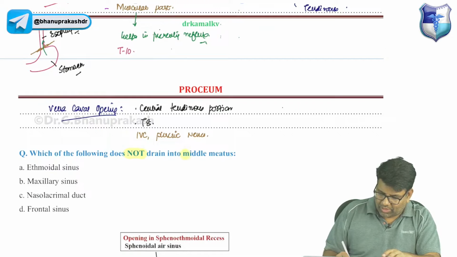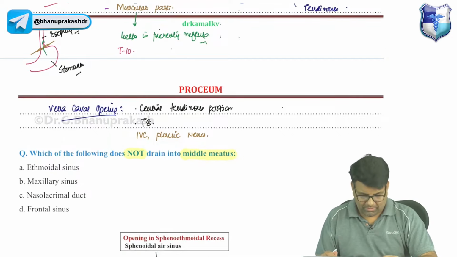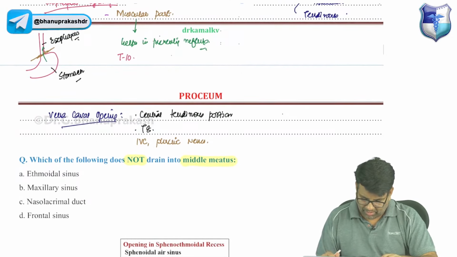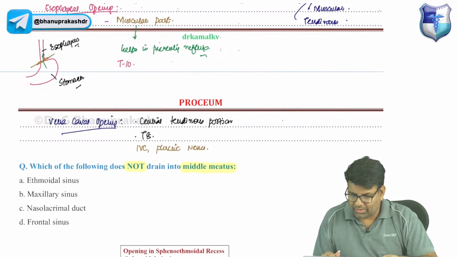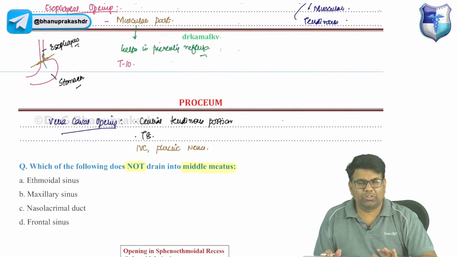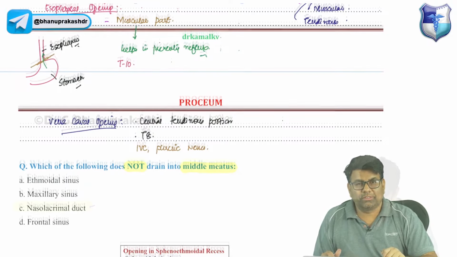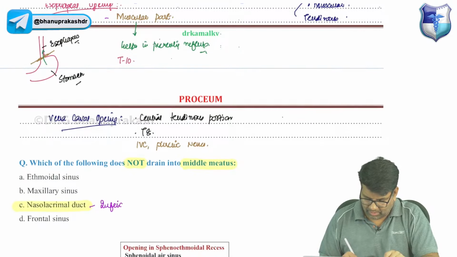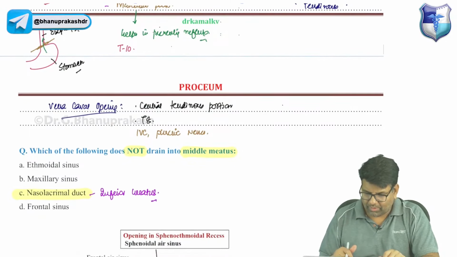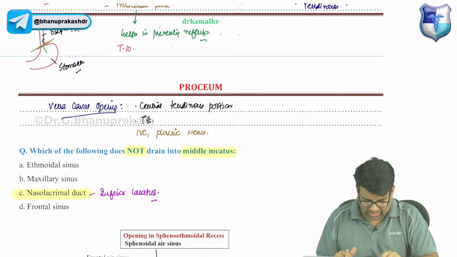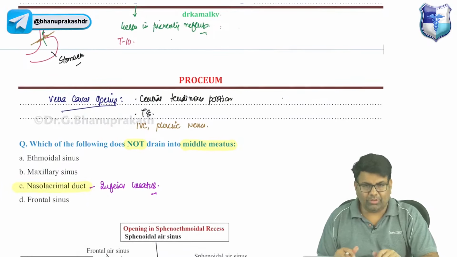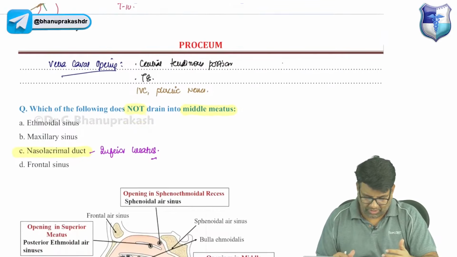Which of the following does not drain into the middle meatus? Yes. Answer: which of the following does not drain into the middle meatus in the lateral wall of the nose? Yes, superior meatus. Right. Now, yes, very good. Nasolacrimal, very good, Malika. So the nasolacrimal duct opens into the inferior meatus.